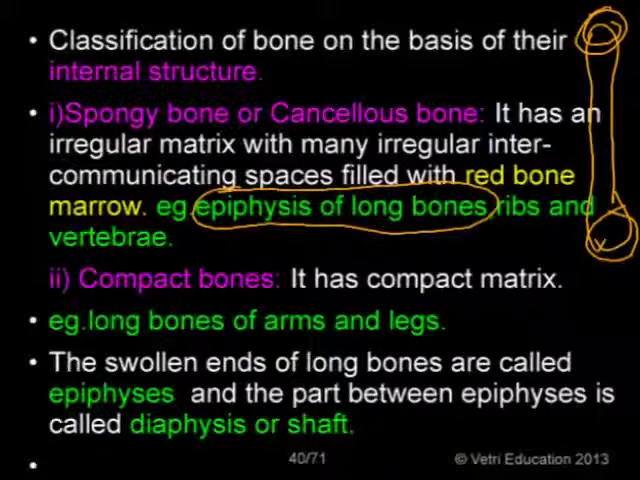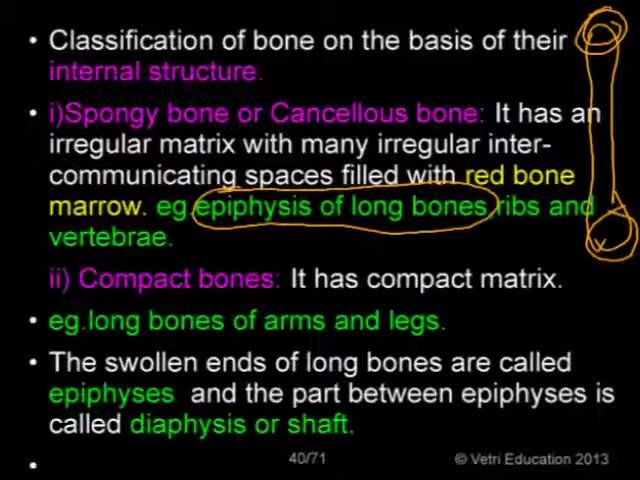So these are all the places where the RBCs are formed. Mostly we have what is called red bone marrow. In the spongy region, we have many intercommunicating spaces filled with the red bone marrow. That is the place of formation of red blood corpuscles, and that place is called the epiphysis, where you have the red bone marrow.